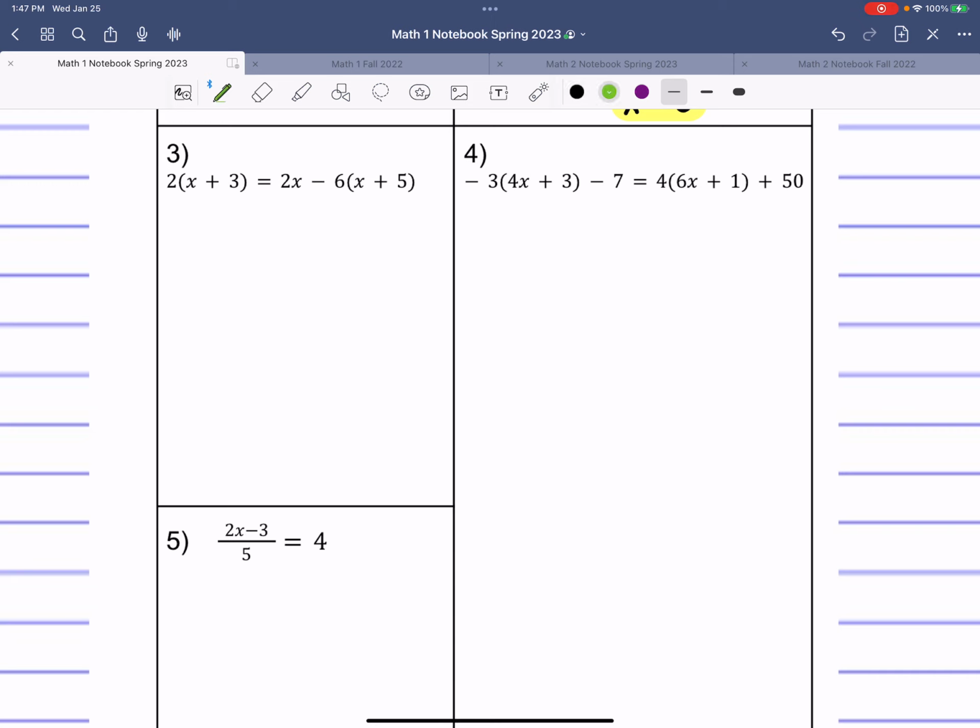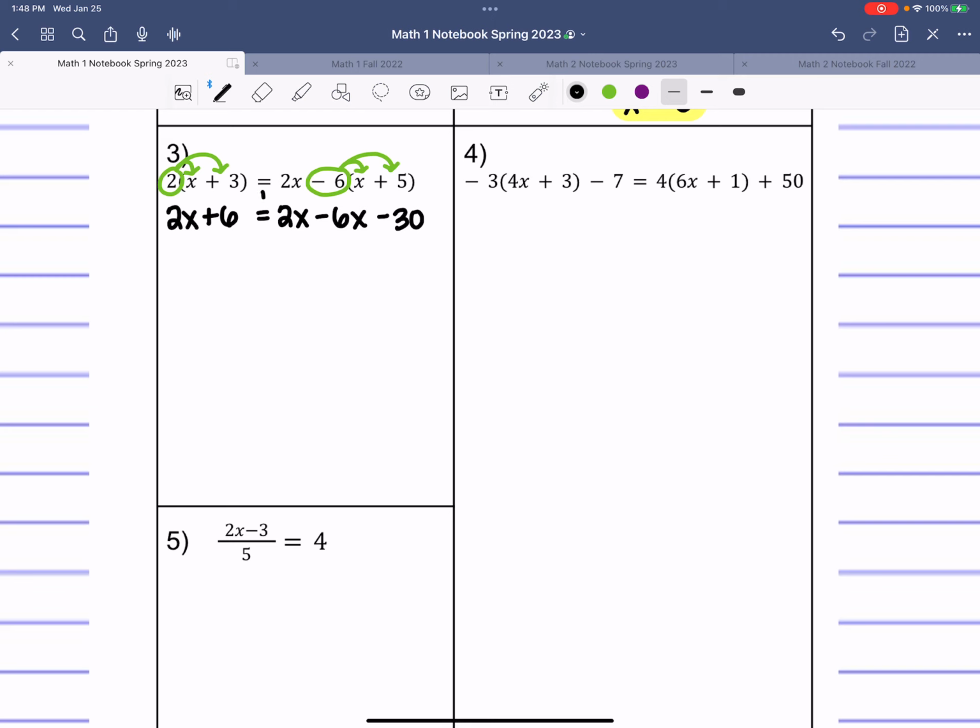We have some distributing that we can do. 2x plus 6 equals. Then on the right side, bring down that 2x and distribute the negative 6. So we're going to multiply everything in here times negative 6. So that would be negative 6x minus 30.